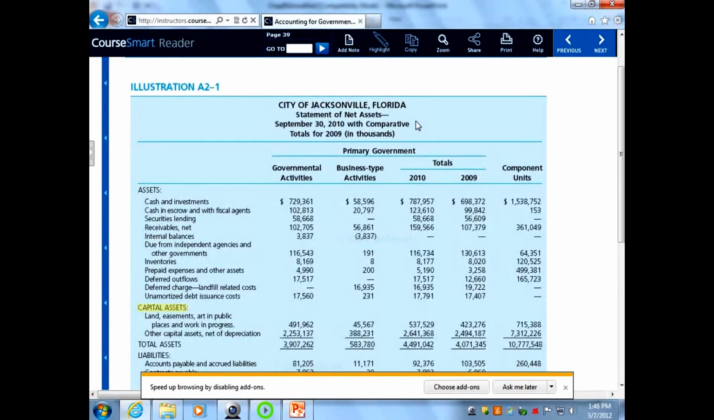Notice that this didn't come here. It's separate. So obviously your question is going to be, what's in here, and what's in here? How many authorities and agencies are here? Okay. Notice the other thing, on a comparative basis, 2009 and 2010. Okay. So you get the format, right?